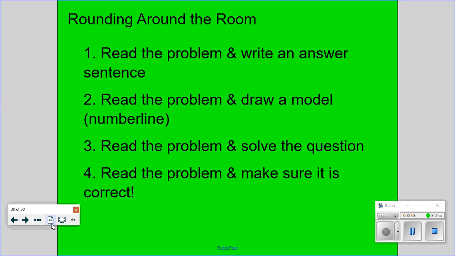Number 3, read the problem. Look at the number line, and then you actually put the number on there and round it to the nearest endpoint. And then the last person is going to read the problem, look over the work, make sure it makes sense, make sure it's correct. Easy peasy? Alright, so we're going to stay for the most part in our groups to do this.